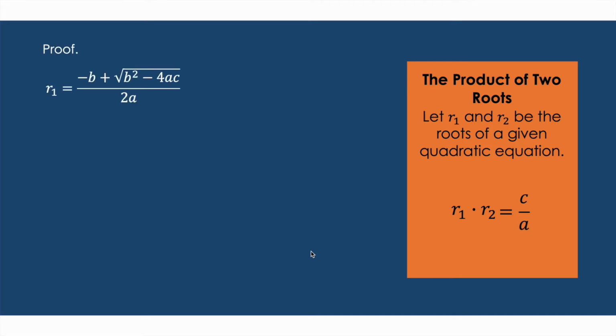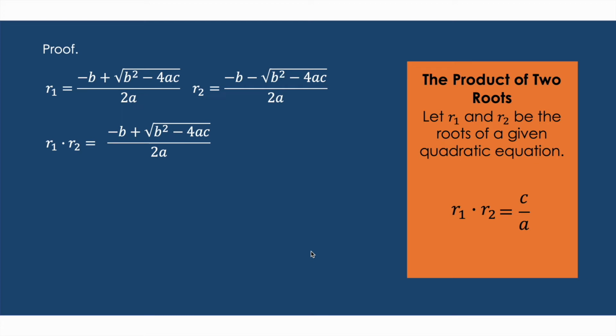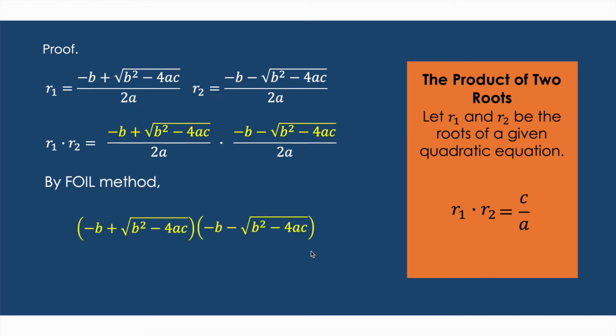Here's the proof. Let r sub 1 be the first root, r sub 2 the second root. Let us multiply this root times this root. Let us focus on the numerators first. By applying the FOIL method, we have this term times this term, F, so negative b times negative b, b squared. O, negative b times negative square root of b squared minus 4ac, and that is positive b square root of b squared minus 4ac.